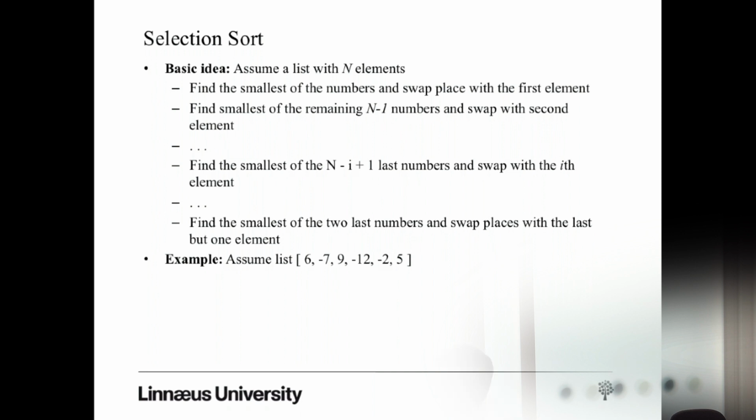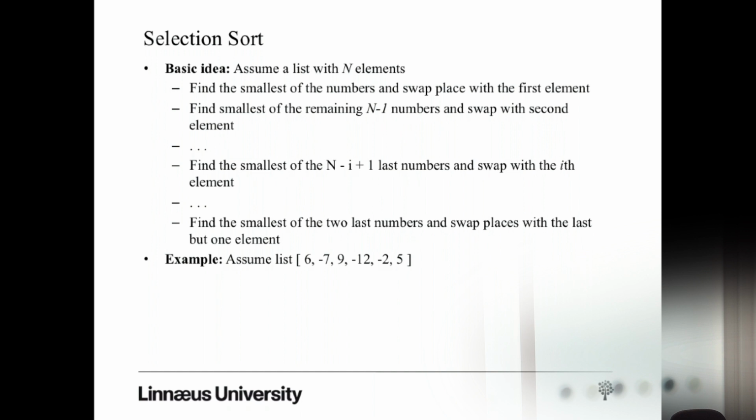Okay, so the simple steps are: if you have a list of n elements, you find the smallest of the numbers and swap it with the first element. After that, your first element is now in the right position, so you start from the second element and go until the last element, pick the smallest value among the remaining elements, and place it in the second position. Then you keep on iterating this until the nth position.